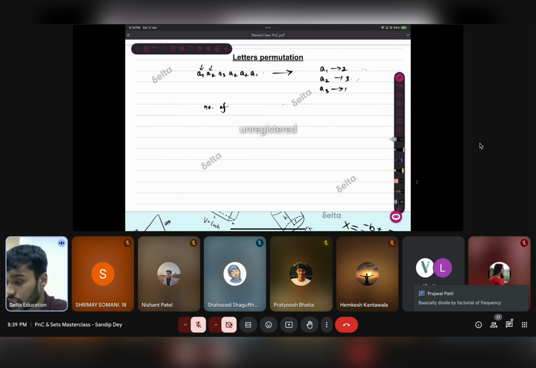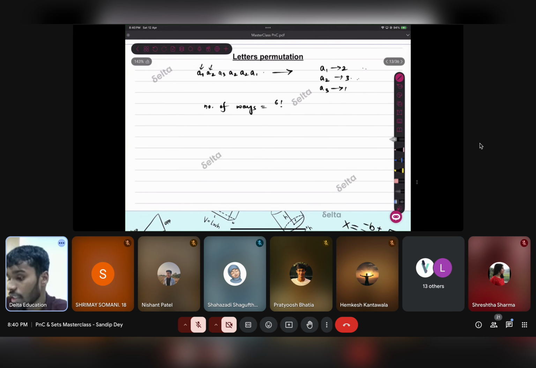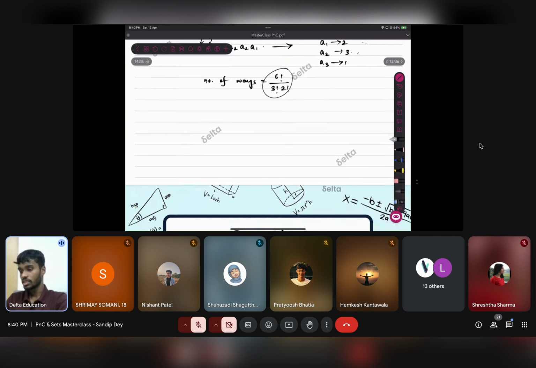Yeah, you are right. So the number of ways will be the total number of items factorial. Here it is 2 plus 3 plus 1, that is 6. So I'll get 6 factorial divided by 3 factorial, 2 factorial, and also 1 factorial, which is 1, so we don't need to write it. So in this way, you can get a letter permutation. In this kind of questions, you can solve it using this trick.